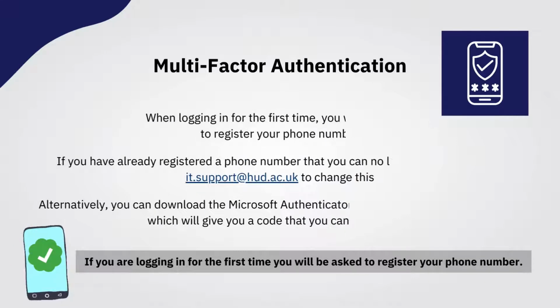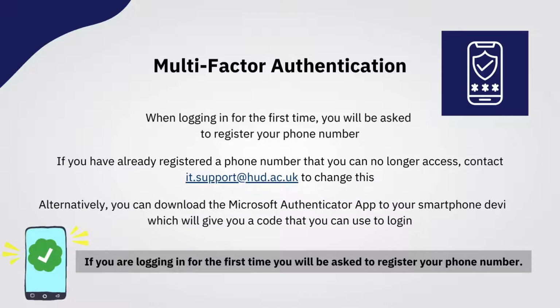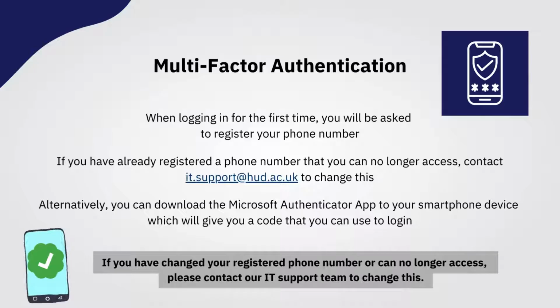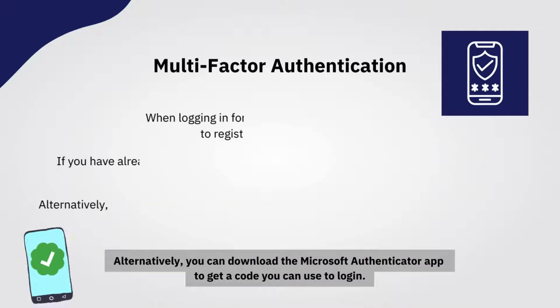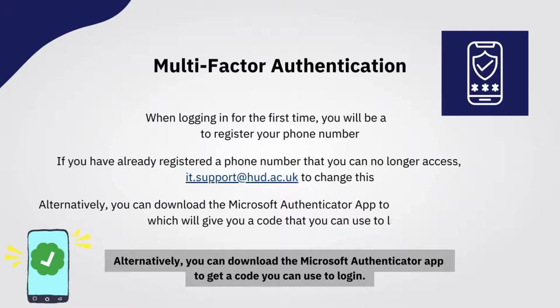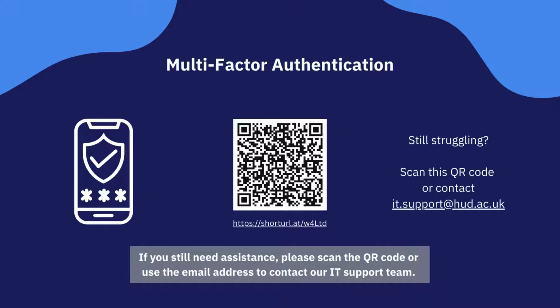If you're logging in for the first time, you will be asked to register your phone number. If you have changed your registered phone number or can no longer access, please contact our IT support team to change this. Alternatively, you can download the Microsoft Authenticator app to get a code you can use to log in. If you still need assistance, please scan the QR code or use the email address to contact our IT support team.